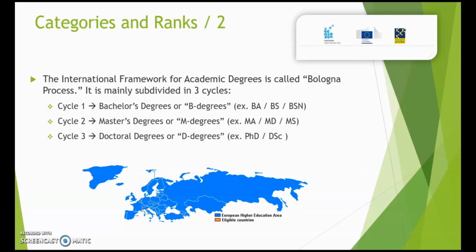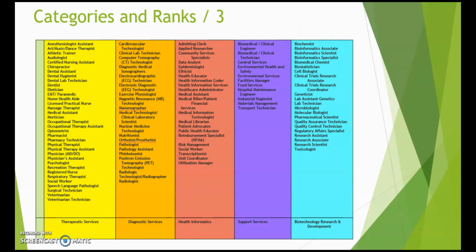So let's just take a quick look, and this will be the last slide for the lecture. These are healthcare professions that are usually divided in categories based on what type of services they provide. So you see the first column in yellow, we're talking about therapeutic services, right? Direct patient care. So if you're interested in working with patients, I would advise you to take a special look at the first column, the yellow.